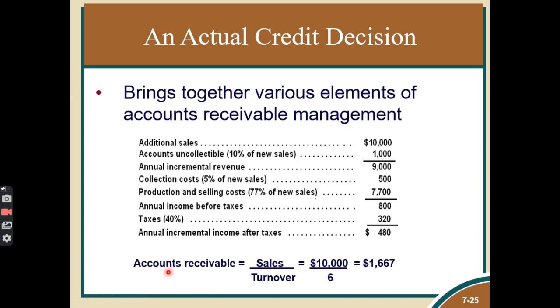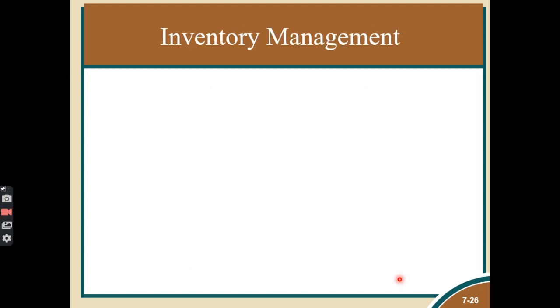Okay? So with this, if we try to compute for the accounts receivable turnover, that's going to be sales divided by the turnover. For us to get the accounts receivable, this will result to additional accounts receivable of 1,667. Okay? So the concept there is, if we follow this, this will be the additional receivable, but at the end of the day, we need to make sure that we will be able to collect this additional receivable. Okay. So that is the concept there.